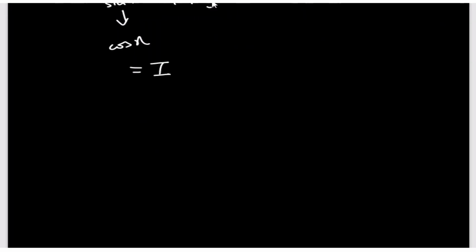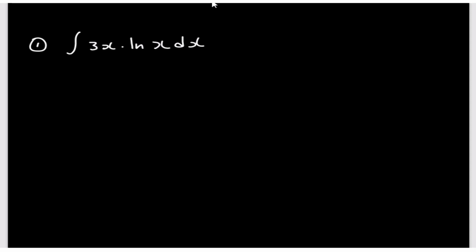We are running out of time. So I'll start with the easy one. Let's say I have the integral of 3x times ln x dx. Remember, ln comes first every time. So which means my f of x is ln. If ln is f of x, f prime of x, we know the derivative of ln is 1 over x.